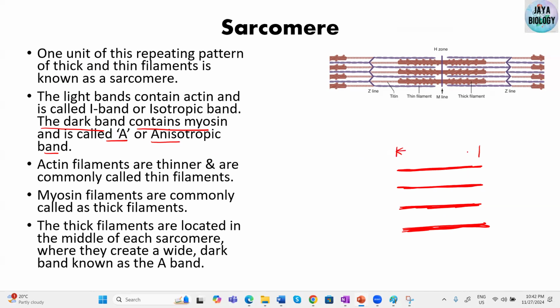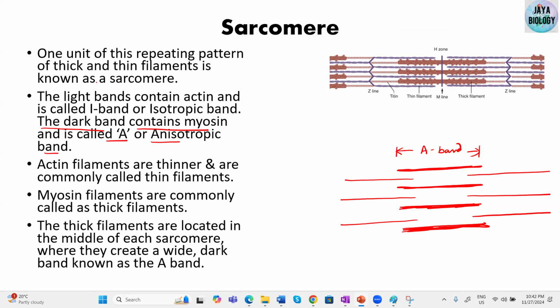First of all, this much of the diagram is comfortable, beta? This is A band. Then you will find this is I band. Clear? I band means it is made up of actin filament, the thin protein. The light band contains actin and it is called I band. I have drawn the two bands in front of you. I hope you are able to understand. Now, why is I band called I? Because it is light in color.